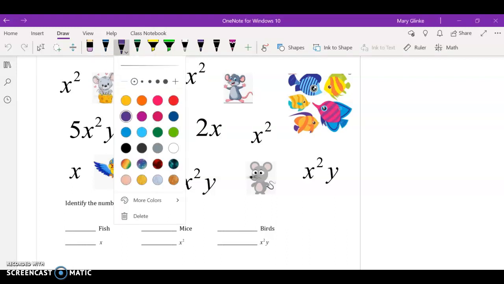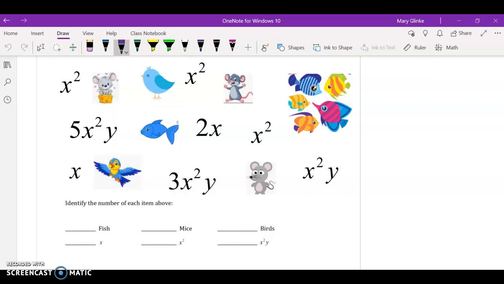So let's first take a look at the fish. Okay, so we have 1, 2, 3, 4, 5, 6 different fish. How about our mice? We go 1, 2, 3 mice, and then 2 birds.